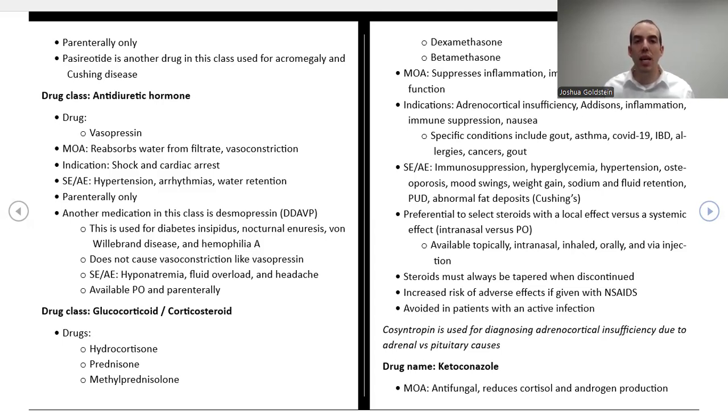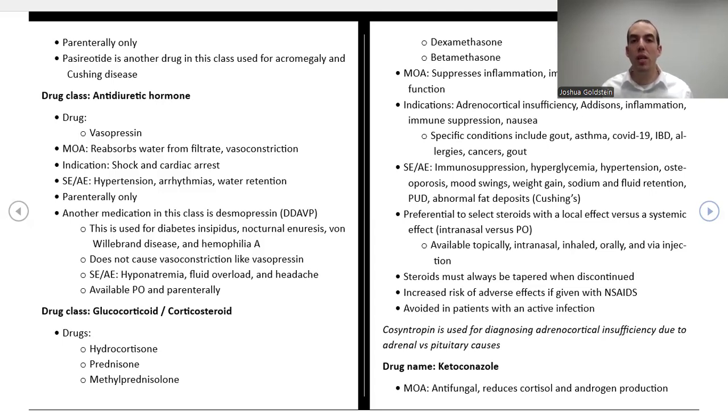Now let's talk about the actual ADH that we would use for diabetes insipidus. That would be desmopressin or DDAVP. This is used for diabetes insipidus. It's also used for nocturnal enuresis, which is nighttime bedwetting, von Willebrand disease, and hemophilia A. This medication does not have the vasoconstriction effect like vasopressin. This does have side effects of hyponatremia, fluid overload. Again, it's getting you to hold on to fluid, so that makes sense, as well as a headache. And this one's available both parenterally and PO.